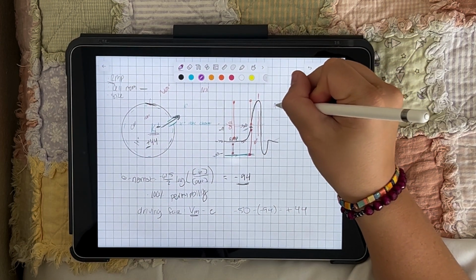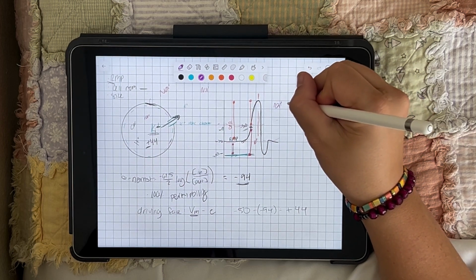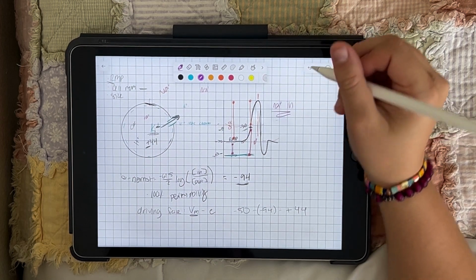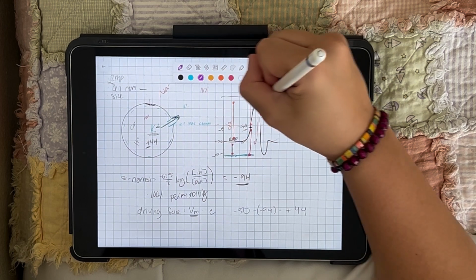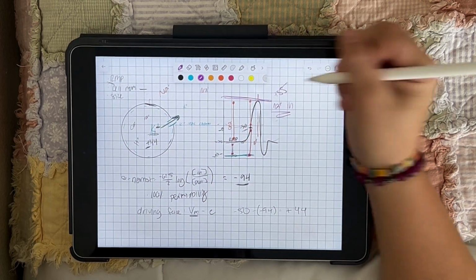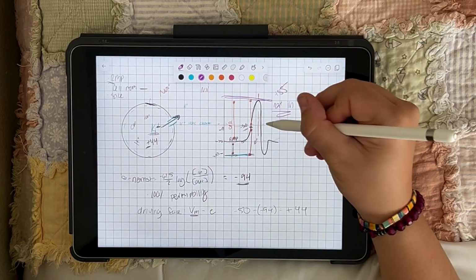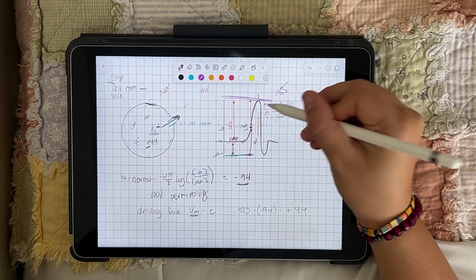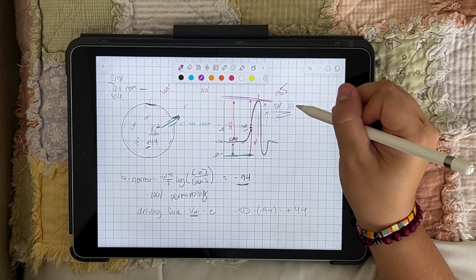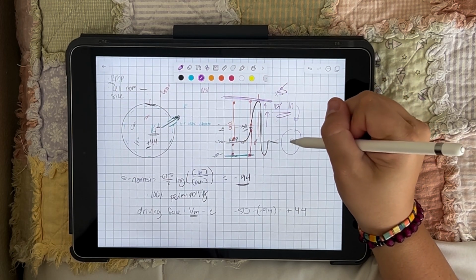Because for sodium, we kind of have a hard rule that sodium always wants to go in, and that's because its Nernst is trying to get you up here to like positive 55. It's always trying to depolarize and bring you higher. So that's pretty much why it's always going to go into the cells, because it's trying to bring the potential up higher.